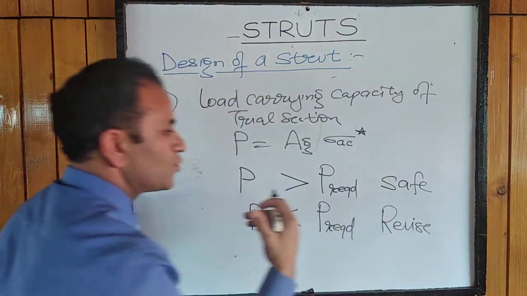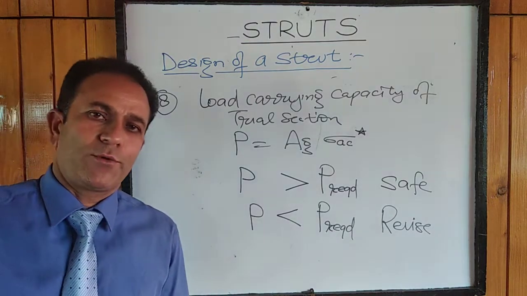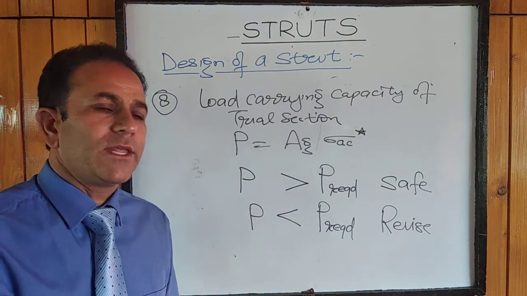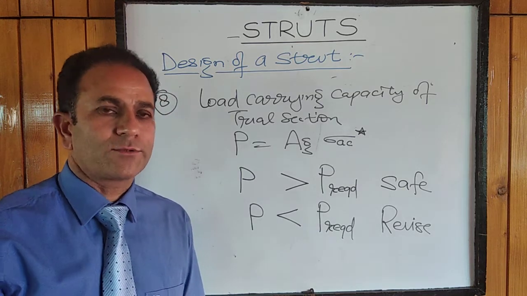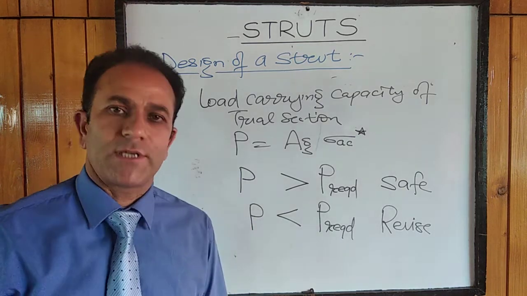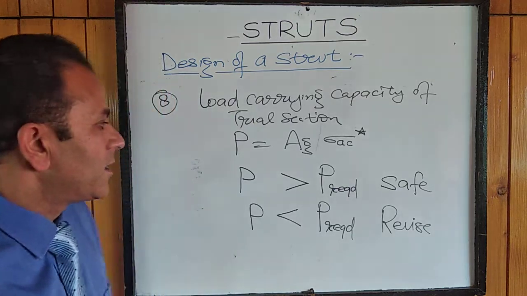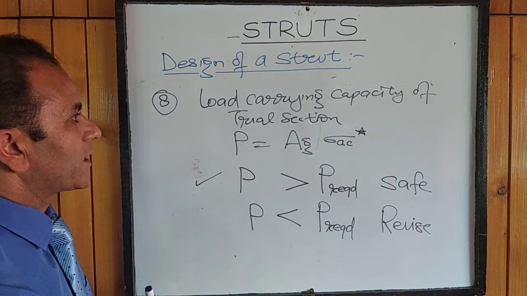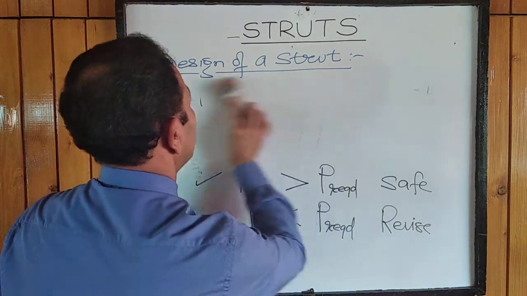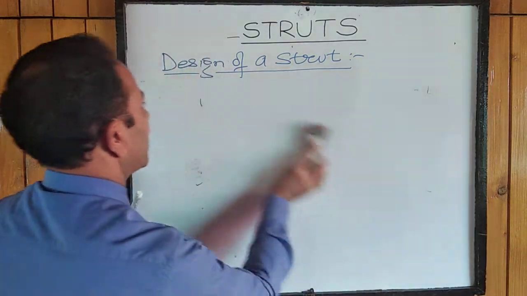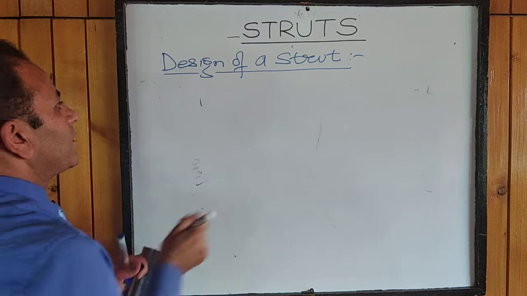We will have to choose another section with more area, and the value of R should be higher correspondingly than the previous section we have already selected. So this condition has to be met, that the load carrying capacity has to be more than the load which is coming on that particular strut, which it has to resist.